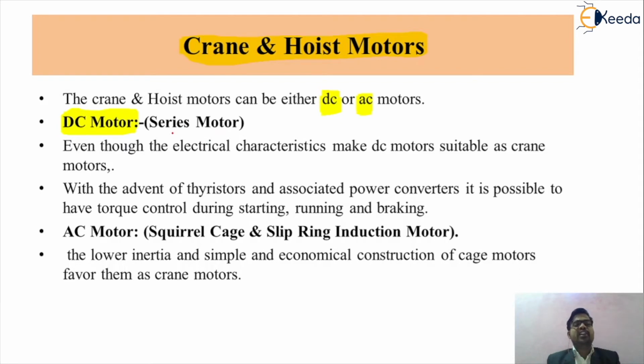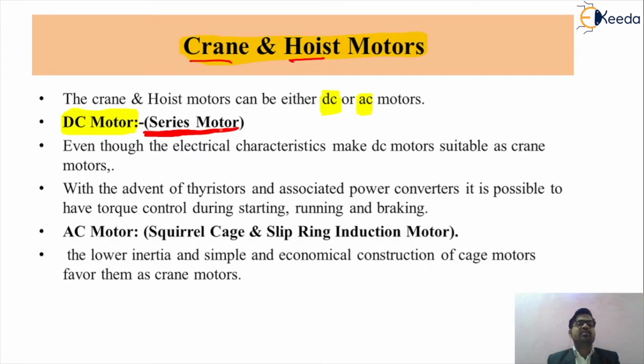So basically, according to the characteristics for a particular application such as crane and hoist, we prefer a series motor. We select the series motor because the series motor possesses a very high starting torque. For the sake of that, for the crane and hoist drive, we are selecting a series motor.